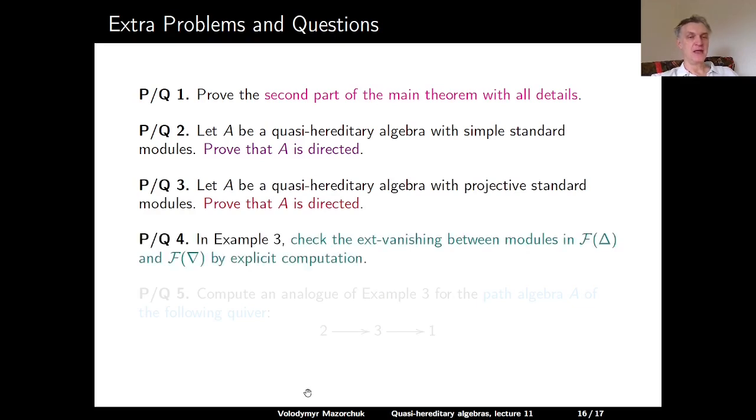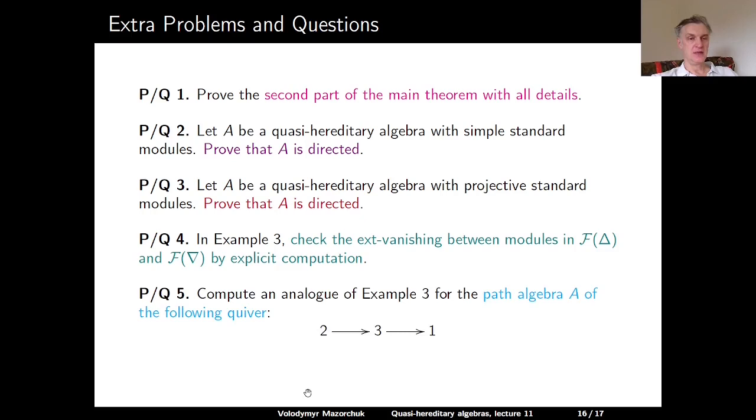Problem question 4. In example 3, check the Ext vanishing between modules in F delta and F nabla by explicit computation. And problem question 5. Compute an analog of example 3 for the path algebra A of the following quiver. We have 3 vertices, 1, 2, and 3, and an arrow from 2 to 3, and an arrow from 3 to 1.